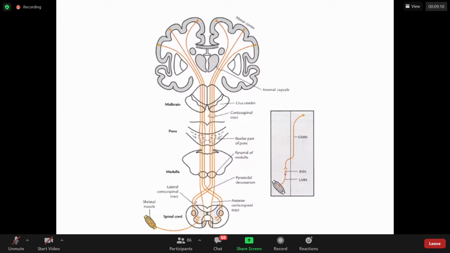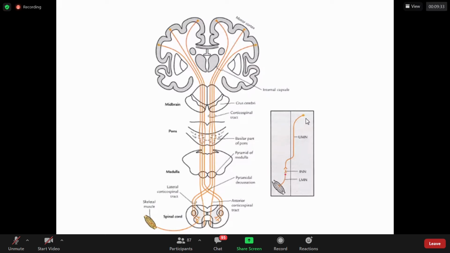So what I have told you is that most of the Golgi type 1 neurons are excitatory except the Purkinje cell present in the cerebellum, and most of the Golgi type 2 neurons are inhibitory, for example interneurons, right?